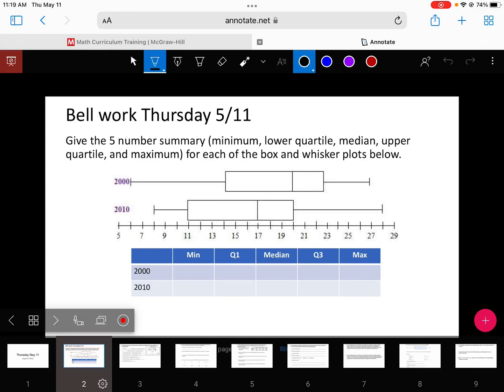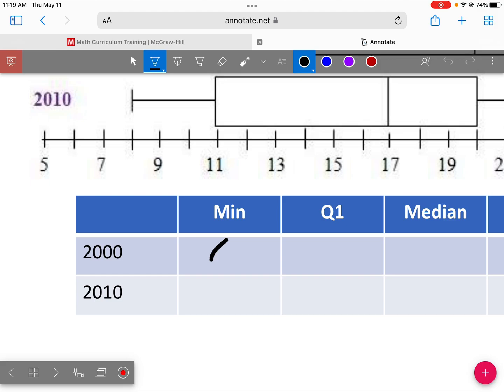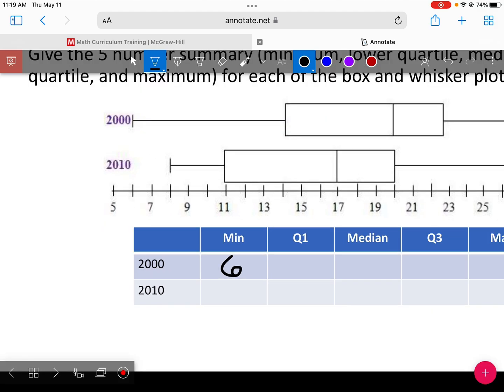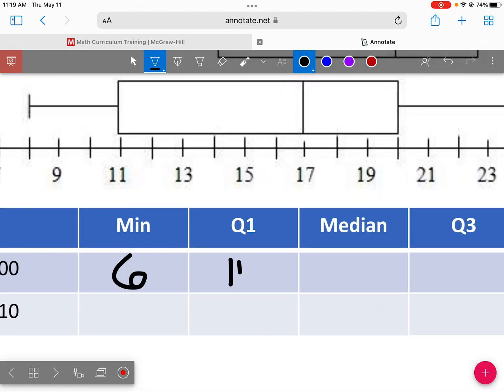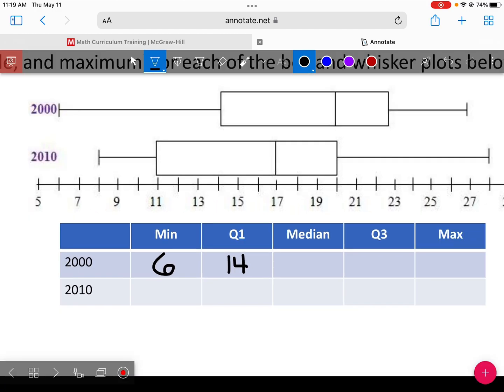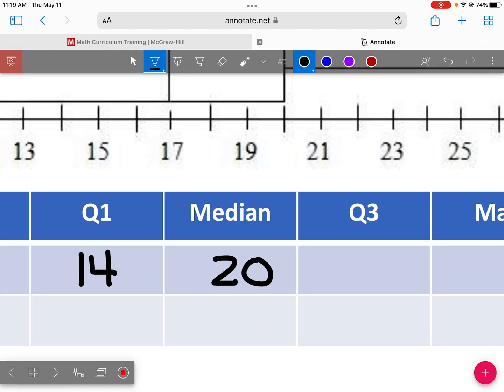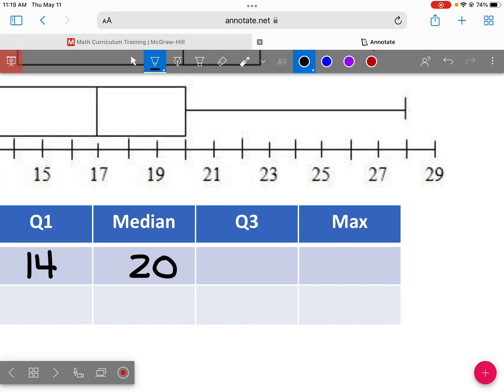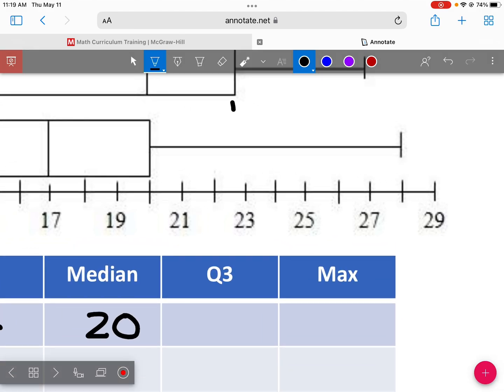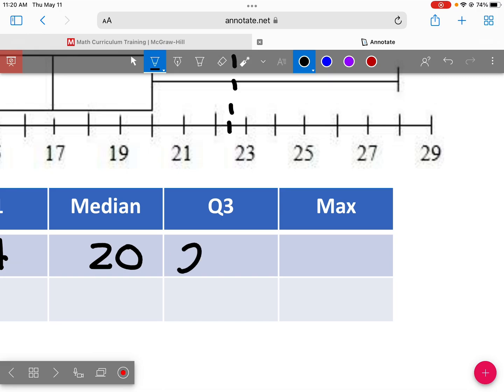All right, help me out, guys. 5-number summary for 2000. What is our minimum? 6. Minimum is approximately 6. What about Q1? 14. Median? 20. Q3? 22.5. I like it. When you follow it down to the line, it's falling right in between 22 and 23. So I would go with 22.5 as well.